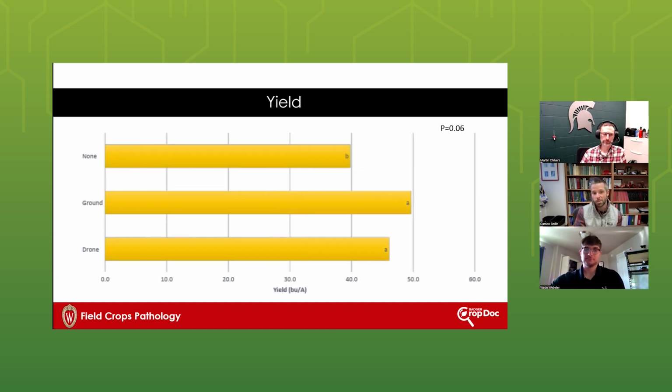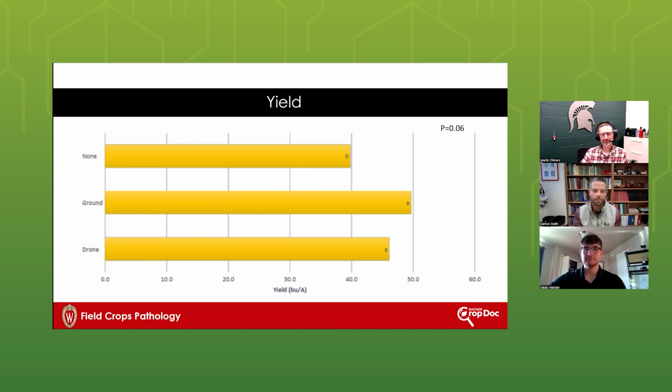And those are the corresponding yields there. You can see, again, where we had the fungicide applications, we were able to protect yield. And in fact, the ground and drone were actually comparable in terms of yield there. Now, am I saying that we should just go away from ground rigs and go to drones? No, I don't think that's the case.